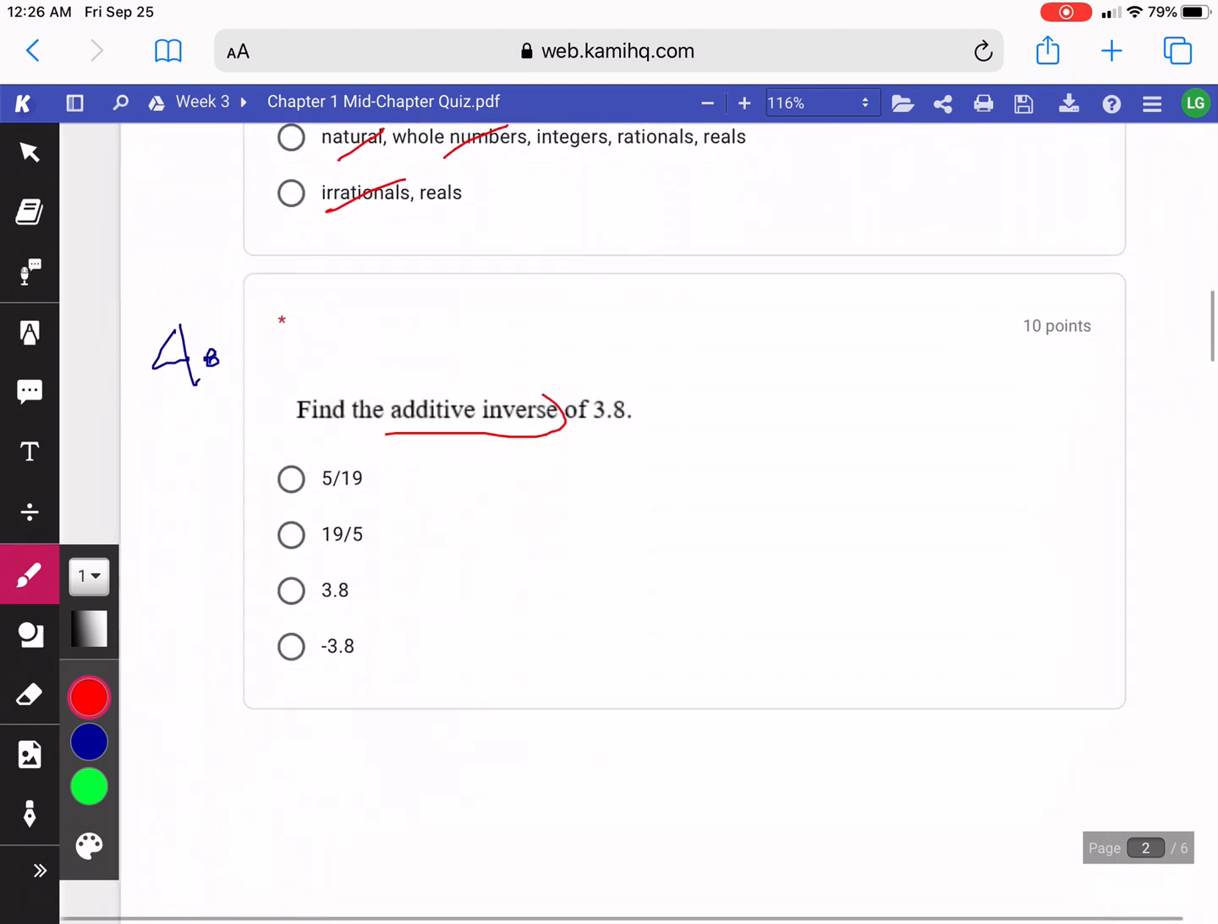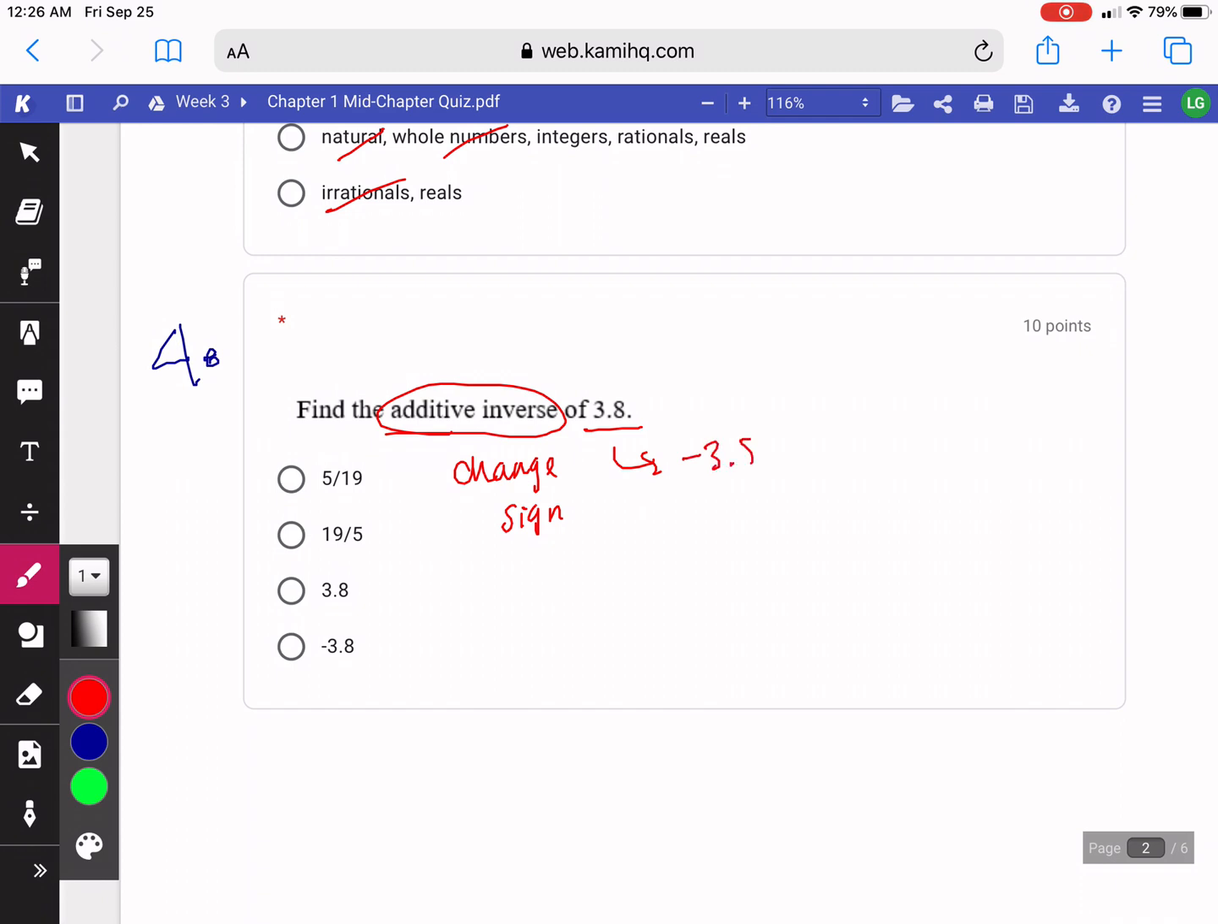Question 4 wanted the additive inverse of 3.8. So additive inverse, all you do is you change the sign. So that becomes a negative 3.8. So the answer was this last one.